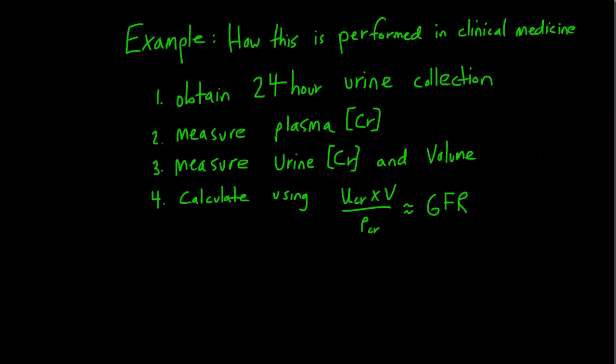Now we'll talk about how we measure or at least estimate GFR in clinical medicine using creatinine. First, we have the patient submit a 24-hour urine collection. We measure the patient's plasma creatinine concentration, and we measure the concentration of creatinine in the urine sample, and of course we know the urine volume per unit time. We can then estimate GFR by plugging the values in the UV over P equation.